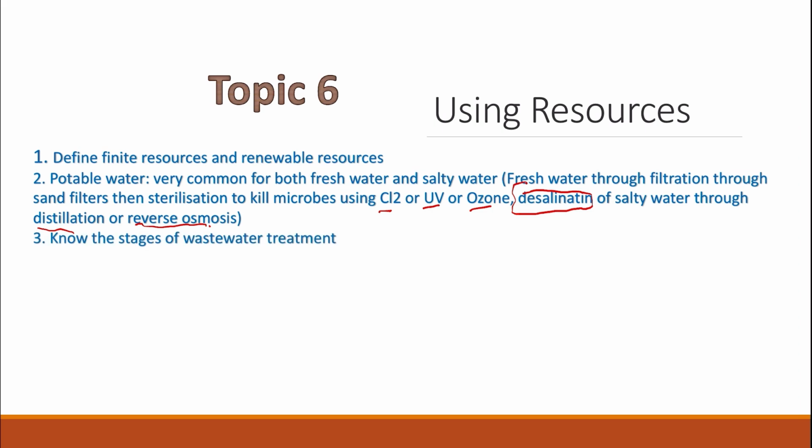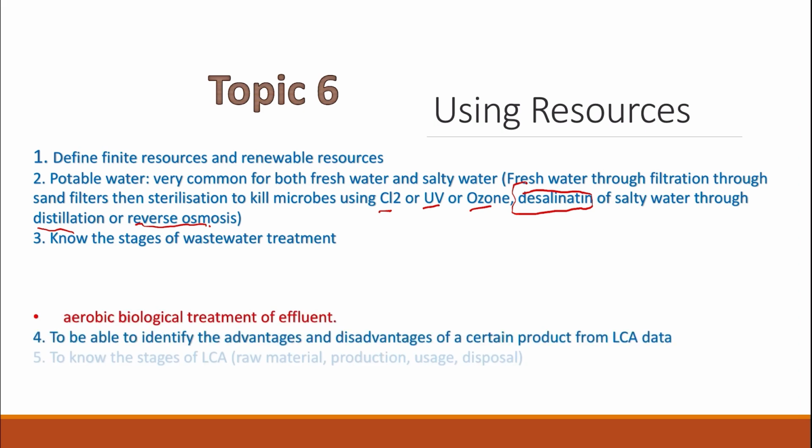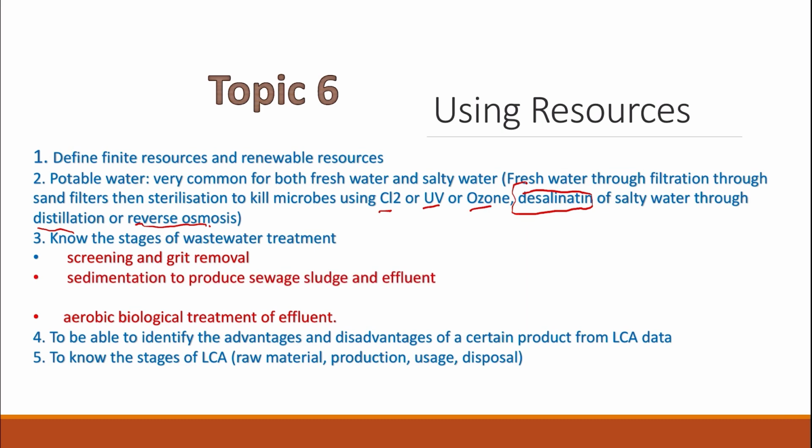You should know all the four stages of wastewater treatment. The first stage being the screening and grit removal. The second stage is sedimentation to produce sewage sludge and effluent. The third stage is the anaerobic digestion of sewage sludge, and then the aerobic biological treatment of the effluent. So these are the four stages.